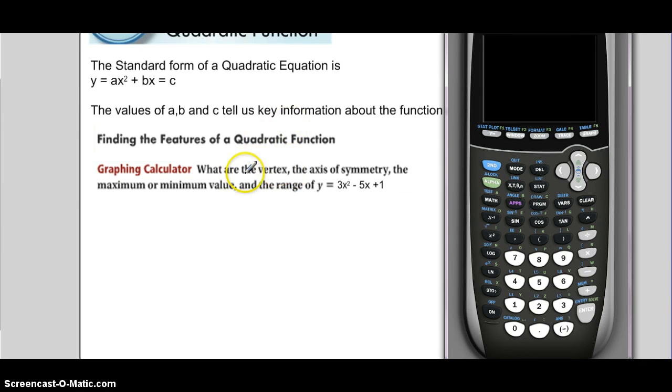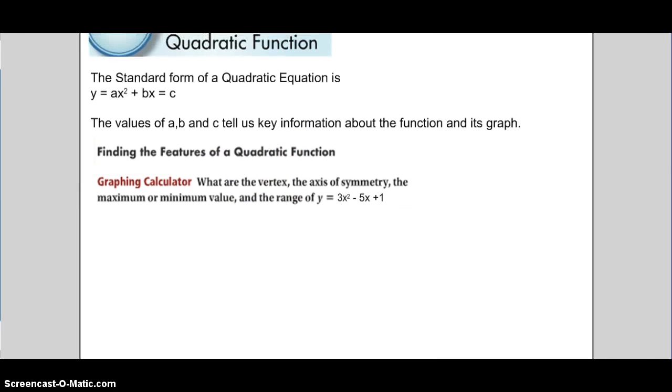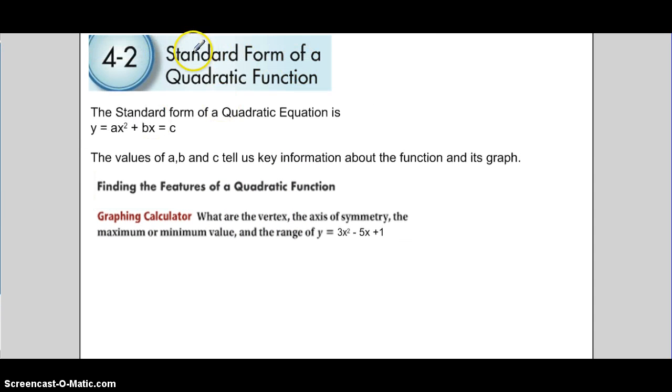So let's take a look at our first question. In section 4.2, they want us to go ahead and look at the standard form of a quadratic function. Well, as we know, the standard form is right here. y equals ax squared plus bx plus c. Sorry, that should be plus c. Typo.